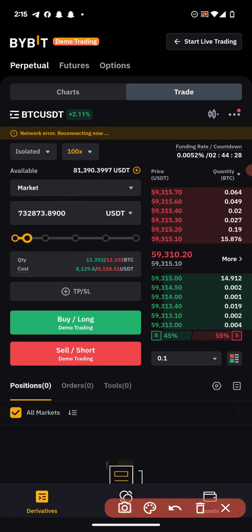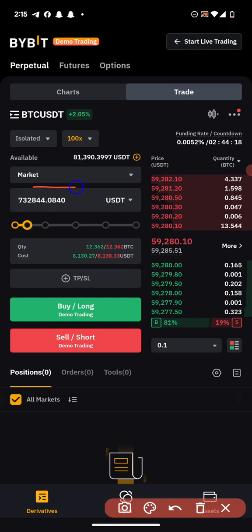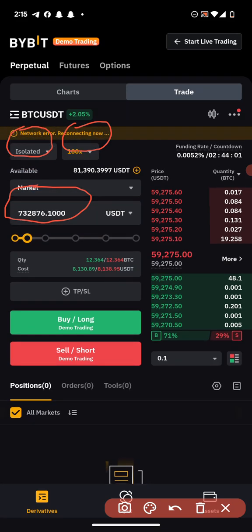As I am dragging this up and down, you can see that they are moving. Now let me explain it. If it is on 10%, this one you are seeing here represents the quantity of what you're going to get based on the leverage that you use. And remember, we are using 100x leverage. It is on isolated. So the quantity is what you are going to get, which is 732,876, the quantity of what you are going to order.